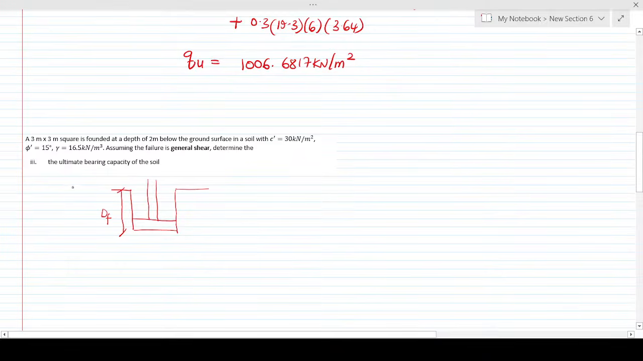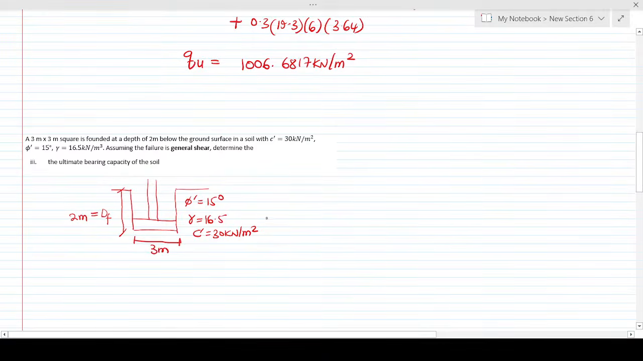Alright. So this is another question, but this time it is a square footing. A 3 by 3 square footing is founded at a depth; the depth of the foundation is 2 meters below ground surface. The phi of the soil is 15 degrees. Gamma of the soil is 16.5. C prime is 30 kilonewton per meter squared. Now the width will be 3 meters for the square foundation.